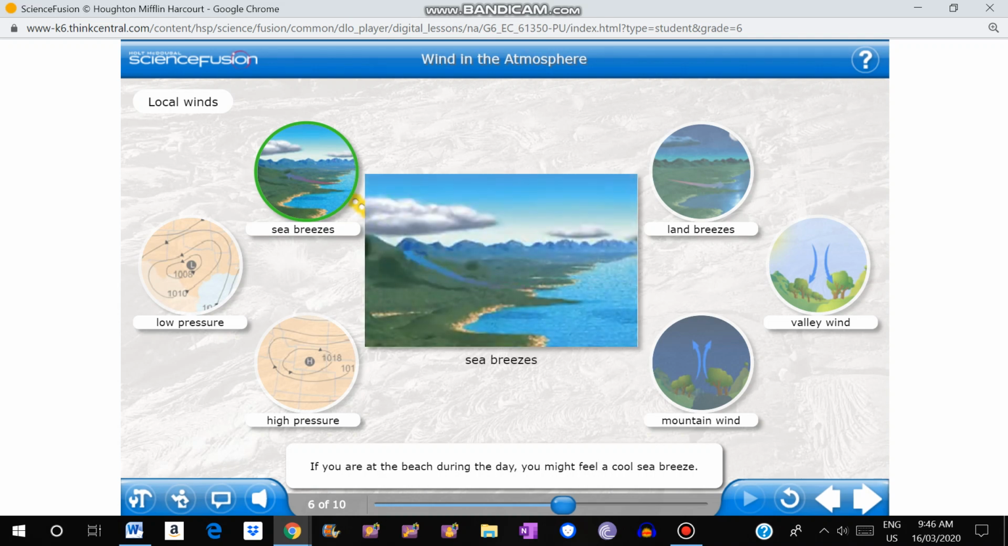If you were at the beach during the day, you might feel a cool sea breeze. Here's how it happens. Land heats more quickly than water. Warmer air over the land rises, forming an area of low pressure. Cooler air moves in from the water and replaces warmer air. This pattern of convection is called a sea breeze. A sea breeze flows from the ocean toward the land.